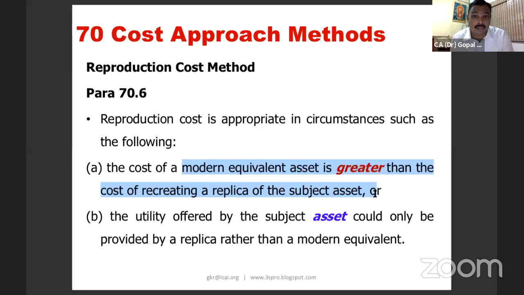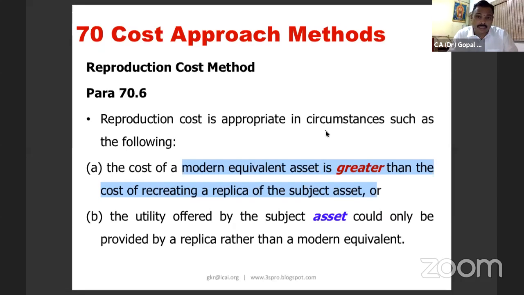That is reproduction. Definitely, reproduction cost is, I will say, not very practical, even though the standard gives criteria. Reproduction cost is appropriate in circumstances such as the following: the utility offered by the subject asset could only be provided by a replica rather than a modern equivalent. Generally you use it when you want to create the same design. But we come across it very rarely. But this method is there.